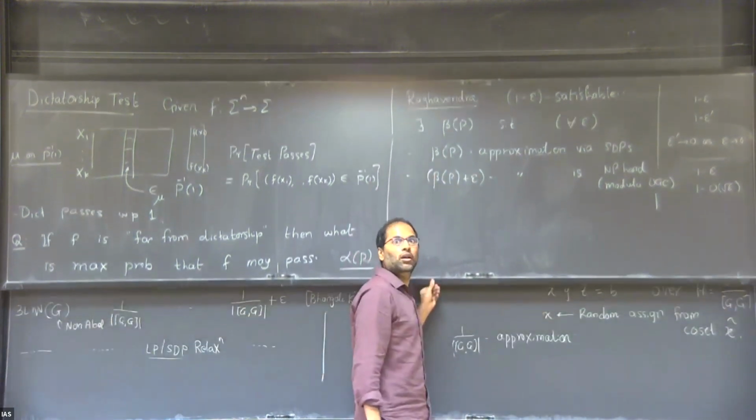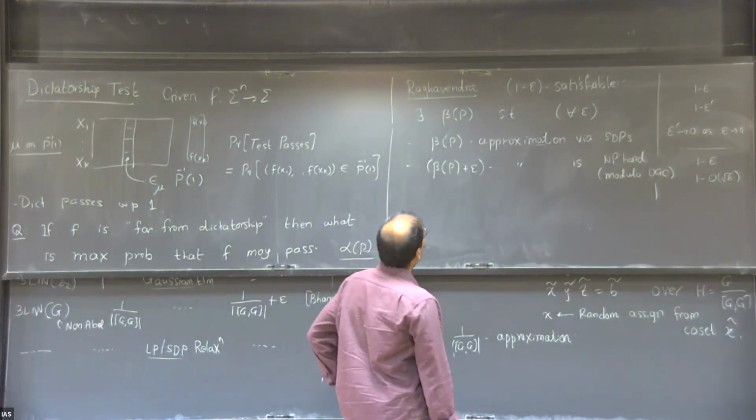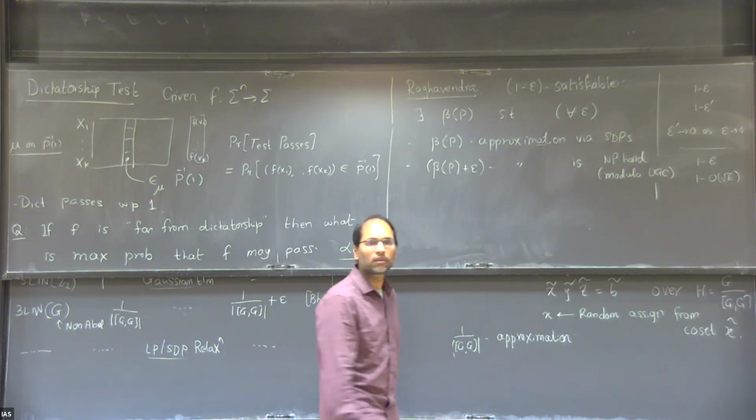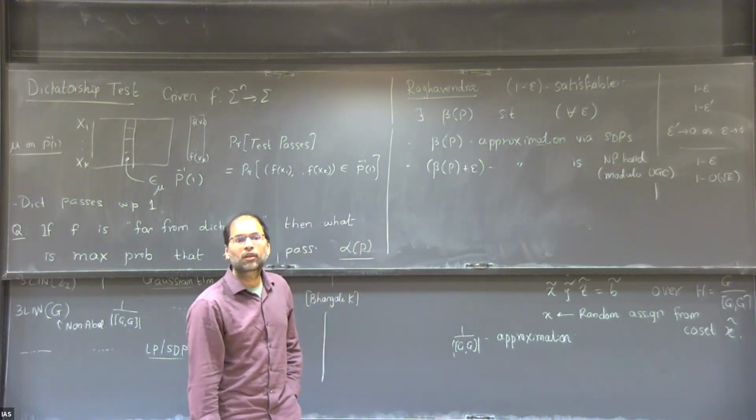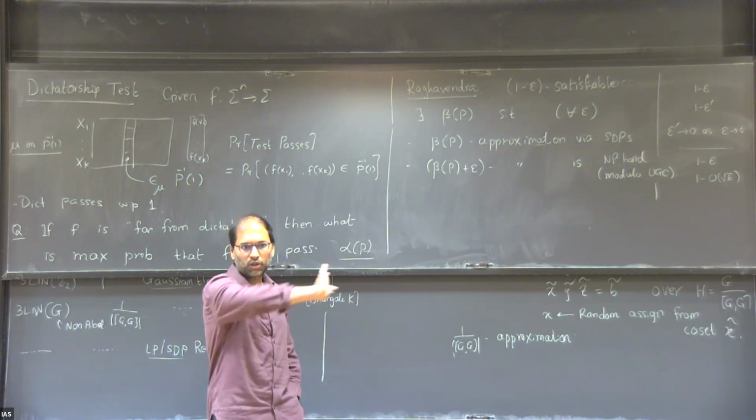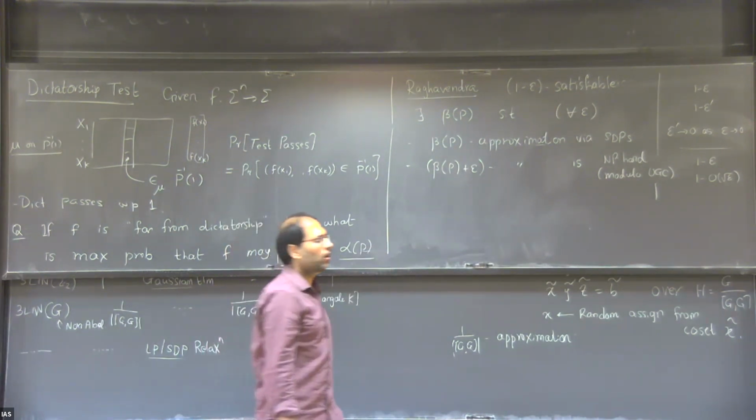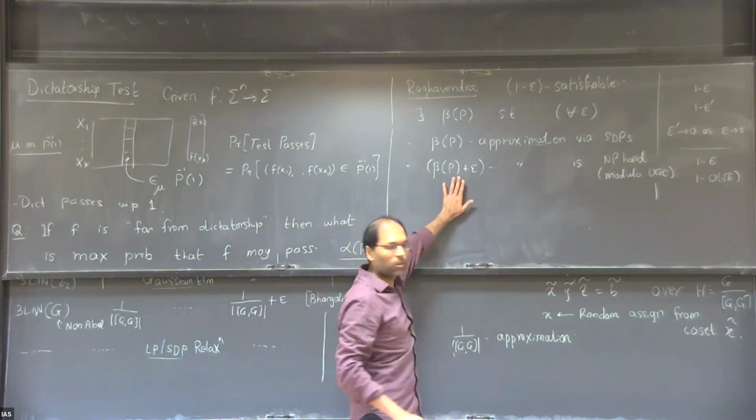And let me say what Raghavendra does. Beta here does not depend on epsilon. Except for that separate class, this beta P is some fixed thing. And for every epsilon, this holds.